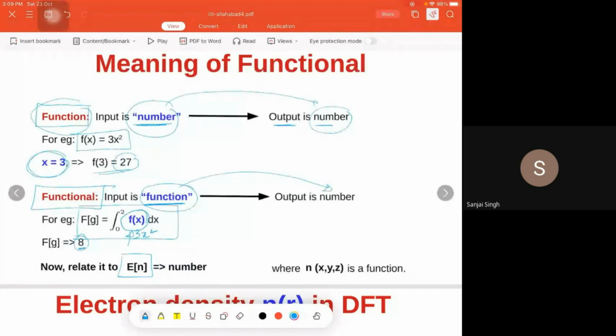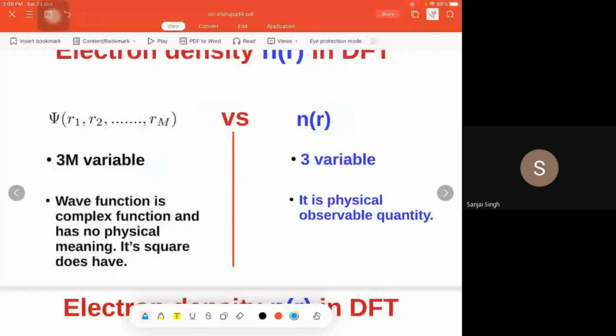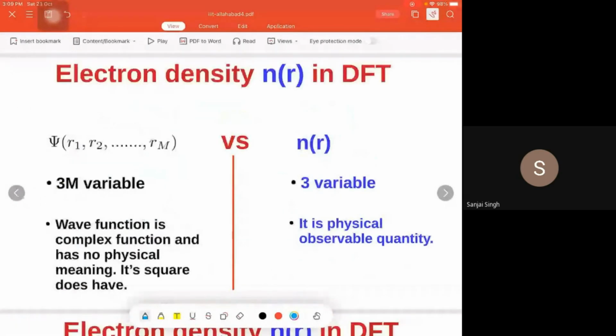So basically, see this thing, your charge density, that is actually a function. Energy, it's a number. Okay, I hope you got the meaning of it. So let's jump to the next one. Why is charge density so important?